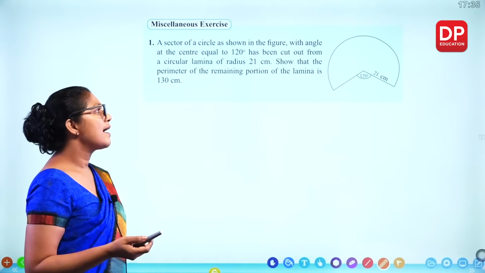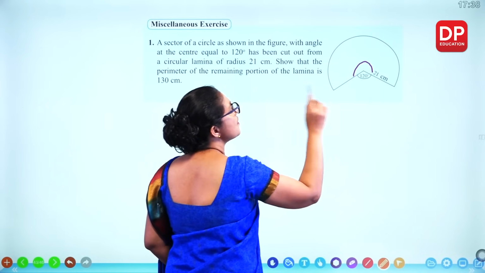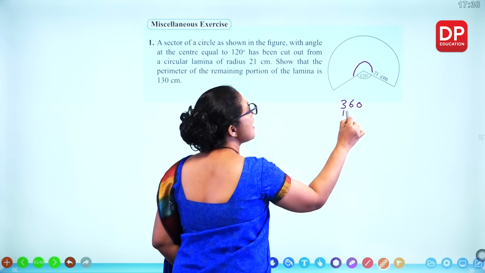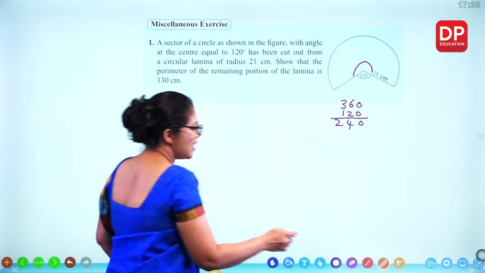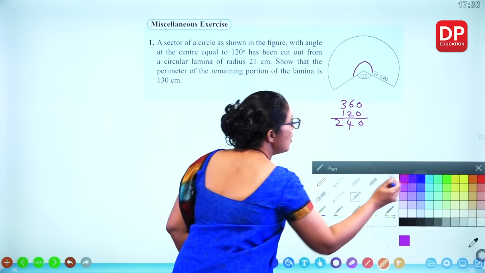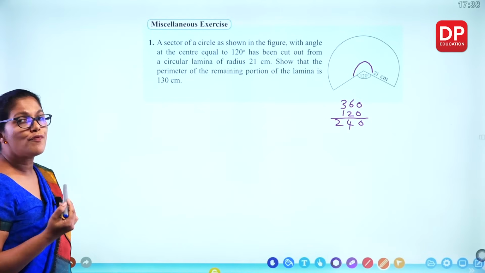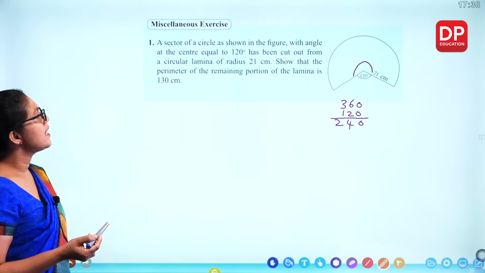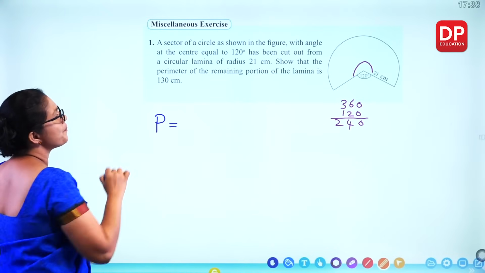So this part, cut it out, and you are asking what's the perimeter of the other part. Now outside angle is 120. So what's the inside angle? 360 minus 120. So what's the answer? You get 240. Now we know in this sector the angle at the center is 240. So how do you find out the perimeter of the other figure?